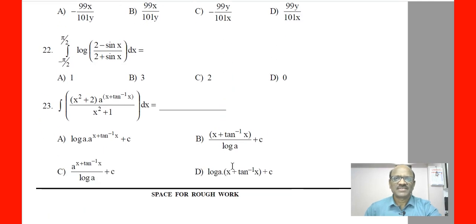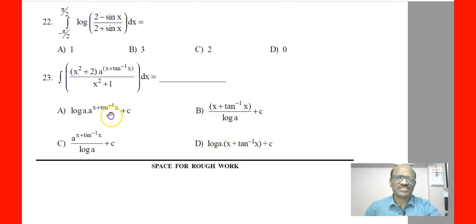Now next, it's again a question from integration: integral of (x square plus 2) into a raised to (x plus tan inverse of x) upon (x square plus 1) dx. Then what is the answer? Again there is a function and its derivative is also present here. What is the function?